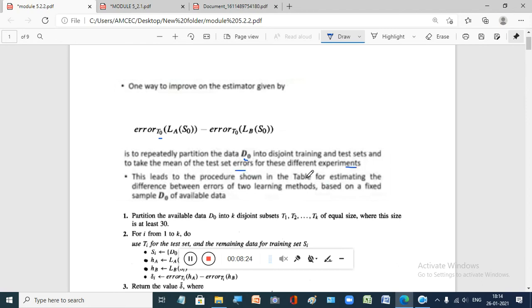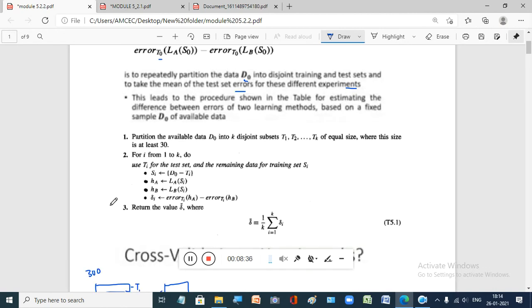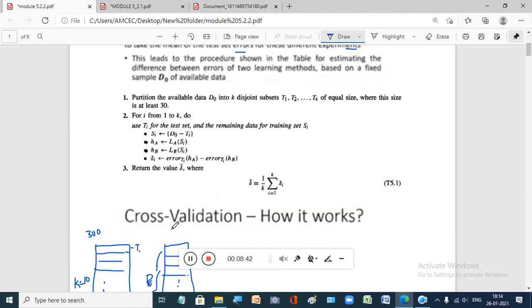This particular procedure is given in the table, with three steps. It's also called cross validation. In practice, in machine learning, we use the term cross validation, whereas our book has not used this term. Sometimes it's also called the k-fold algorithm or cross validation algorithm. Let us see how this algorithm works.